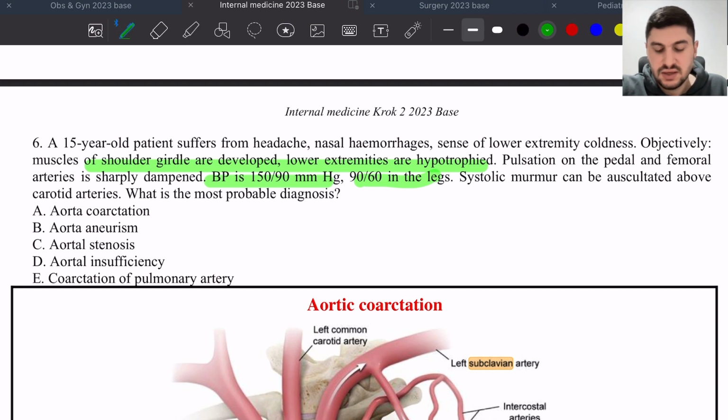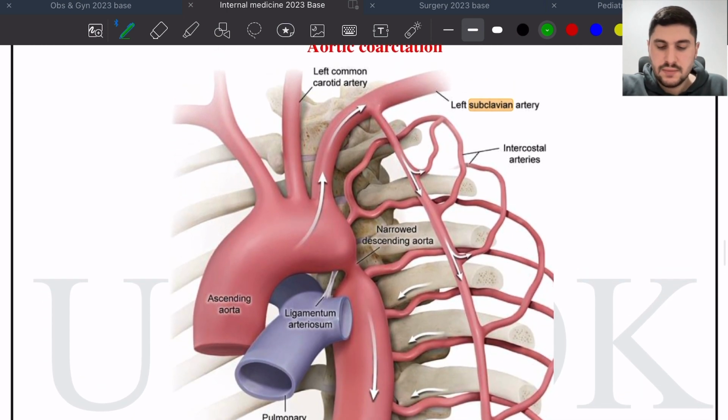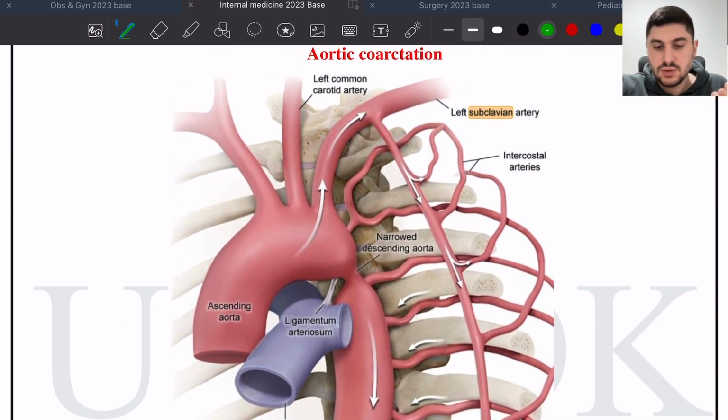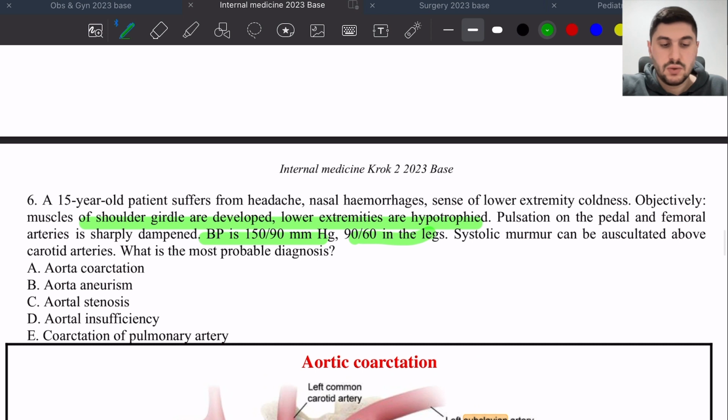So here, this is one of the easy questions. If you understand, the idea is very simple. We have a disease called aortic coarctation. It's a narrowed aorta, right? As you can see here, this is the area which is narrowed. As a result of this, more blood will go up, less blood will go down. Because of this narrowed area, less blood can go this way, so all the blood will go up. As a result, we will have more blood pressure in the upper side of the body. They will tell you the muscles of the shoulder are developed because they receive more blood.